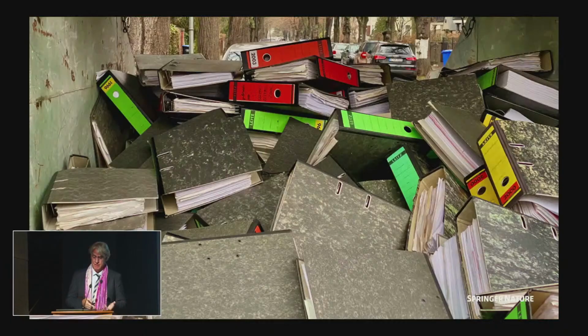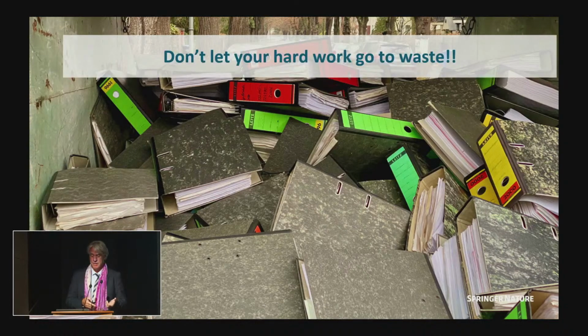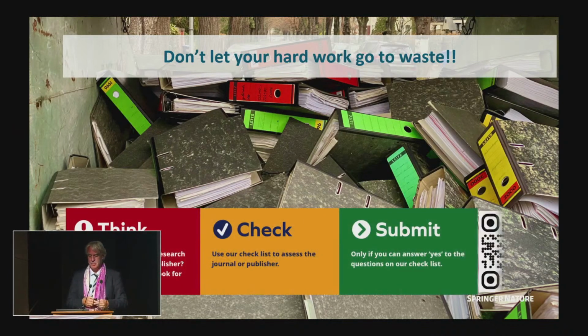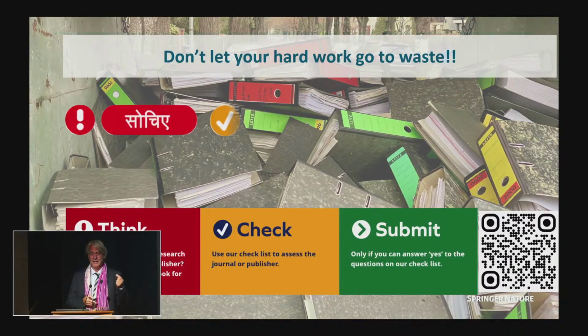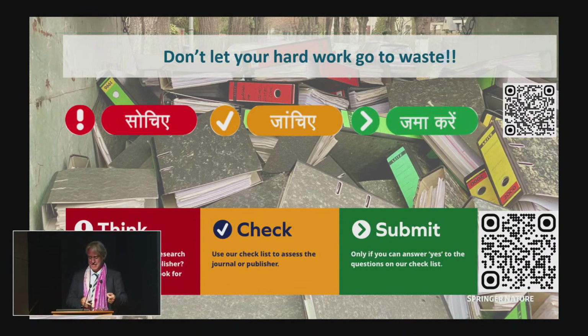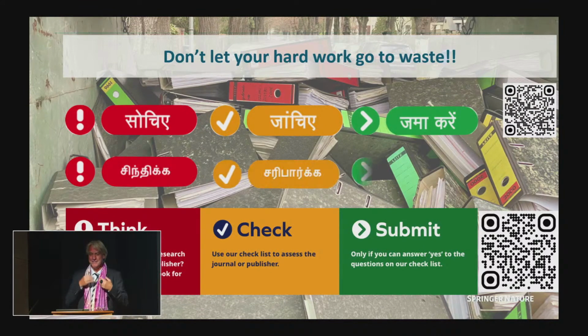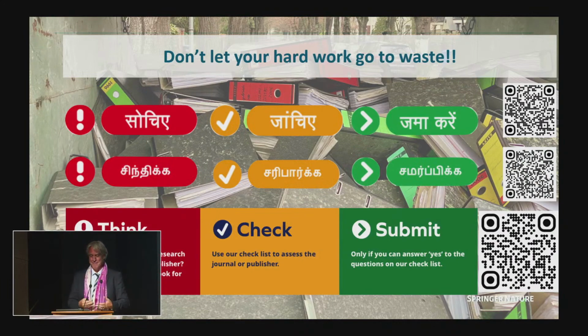But there is help, because we also don't want that your hard work goes to waste. There is a website where a lot of publishers come together. It's called Think, Check and Submit. And I put the QR code on it, and it gives you a checklist of what you should look at in journals before you put your research to it. And really, the information is out there, because if you really want it, you can also have it in Hindi, and you can also have it in Tamil. So really, go to this website, go and have a look at it, and see how that works for you.